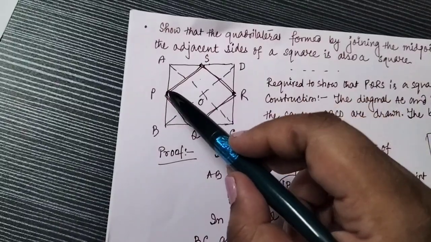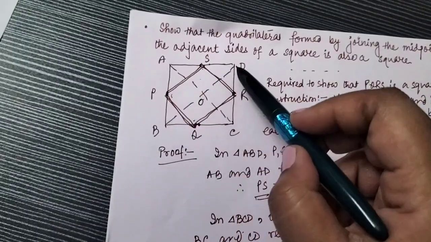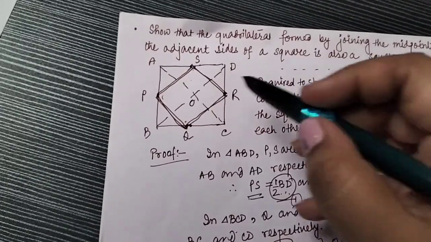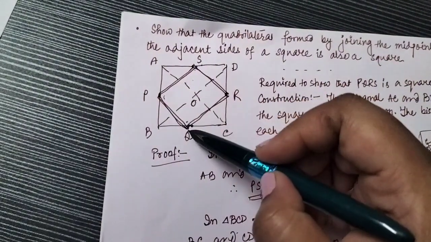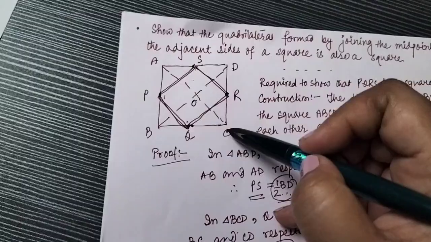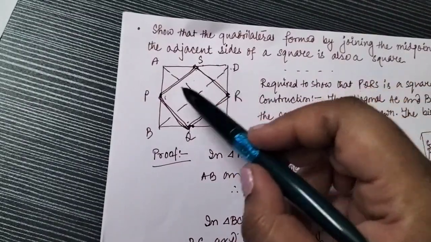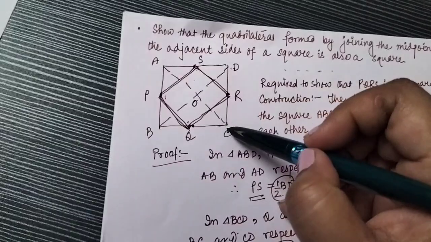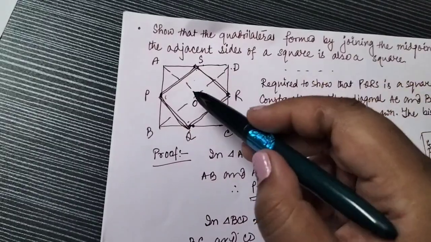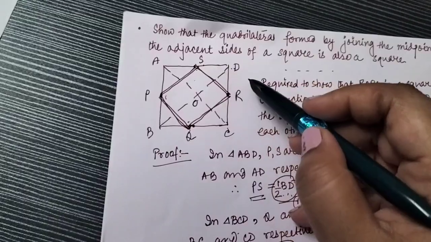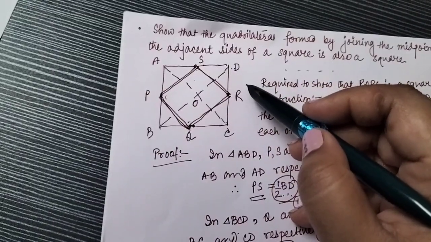Now look, this PS is parallel to BD. We have already shown this. And similarly, we can show that PQ is parallel to AC. PS is half of BD. At the same time, PQ is half of AC. Now, we know AC equals BD as the diagonals of a square are equal in measurement.